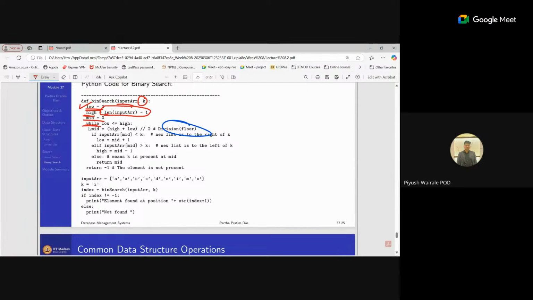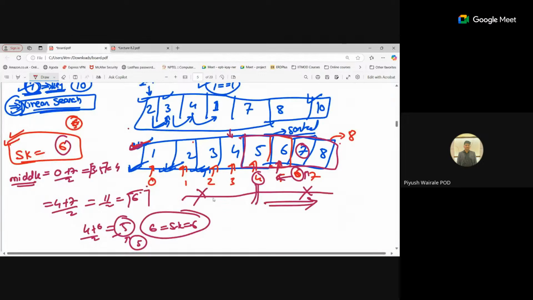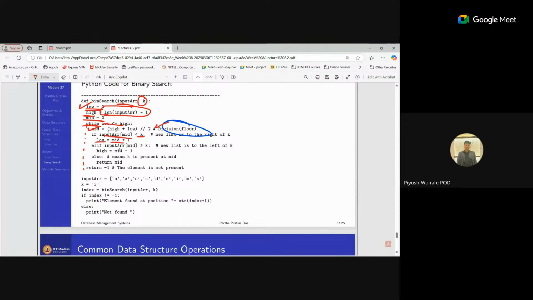And now we are starting the while loop here, you can see, right? So whenever low is less than or equals to high, we are going to do this particular operation. So mid equals to high plus low, divide by 2. We'll take the floor division here. Then again we are checking if the middle element is less than the search key, then what we are going to do, low equals to mid plus 1, means we are going to search from this side. But if the middle element is greater than the search key, it means what? We need to search the new list to the left of that particular k value.